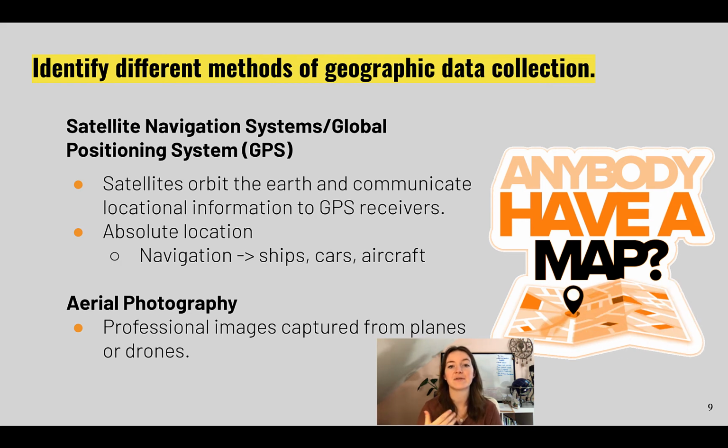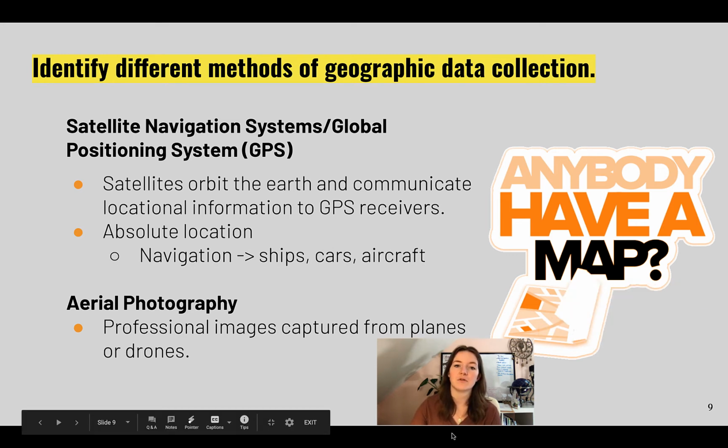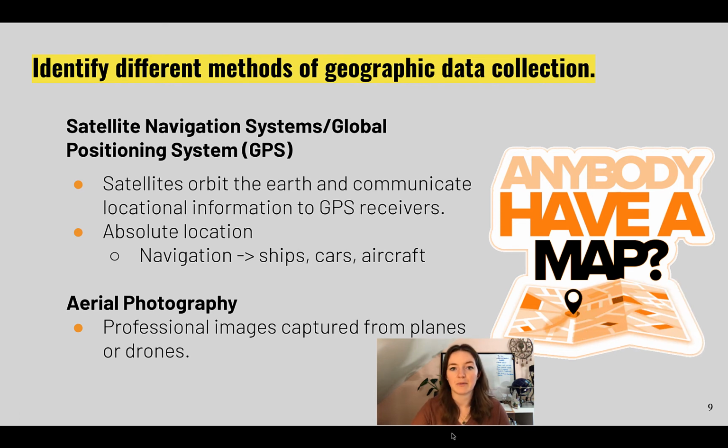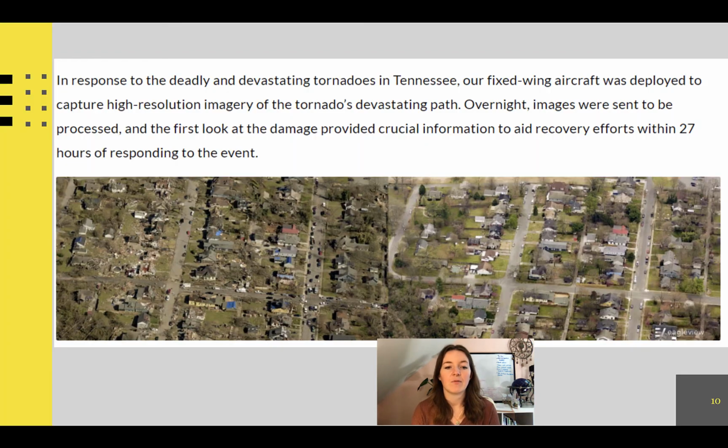It's telling you exactly where you are. And we use this primarily for navigational purposes, so ships, cars, and aircraft. We also use, related to this, aerial photography. So we have professional images that are captured by planes and drones. They go up and they take pictures of stuff. And we might see pictures like this.